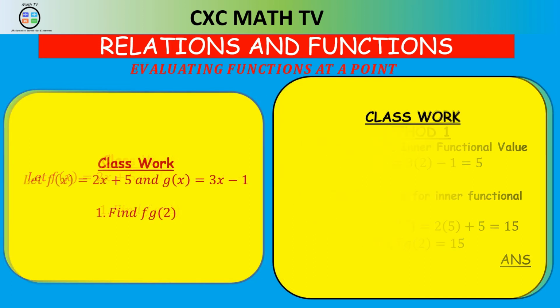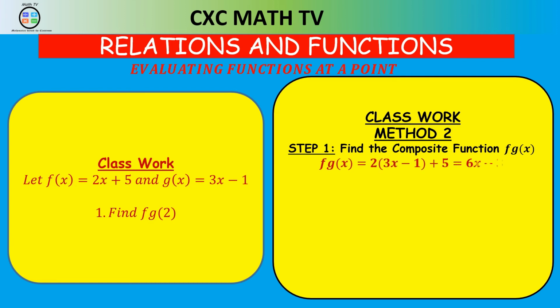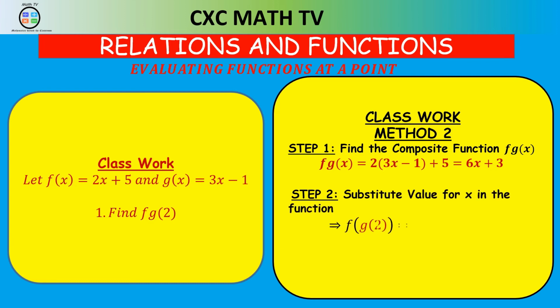You can find the composite function fg of x. So we find fg of x by putting g of x into f. And remember, we already got it to be 6x plus 3. And then now, we need to just find fg of 2. So where x is, you can just replace it with 2 in the composite function. So it becomes 6 times 2 plus 3, which is still 15. And so fg of 2 is still 15.